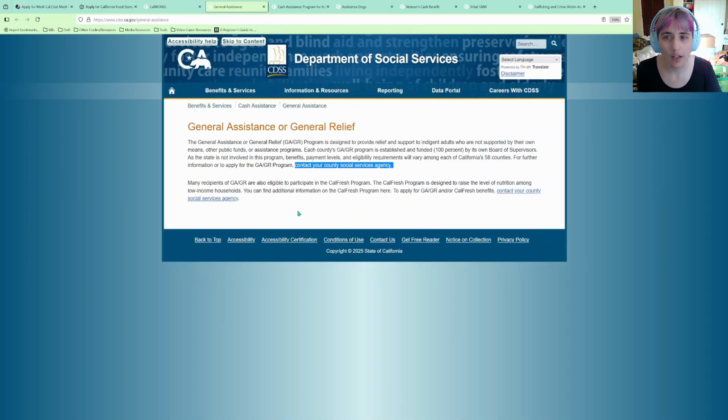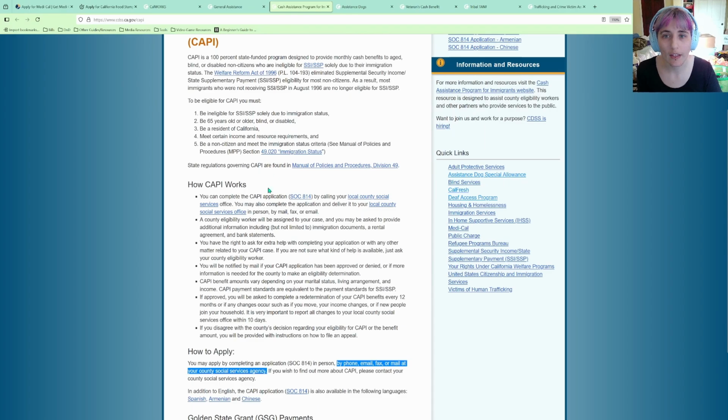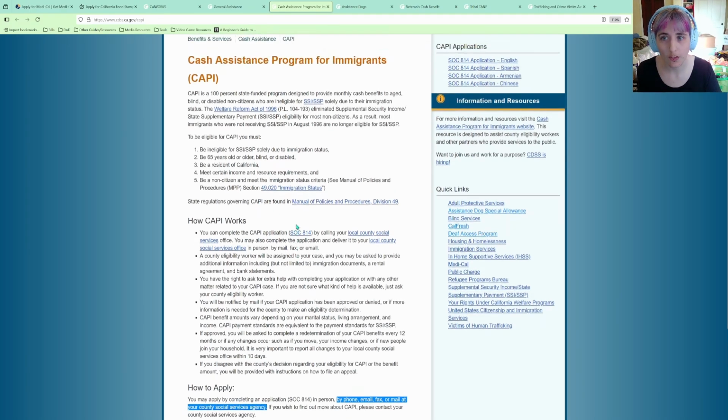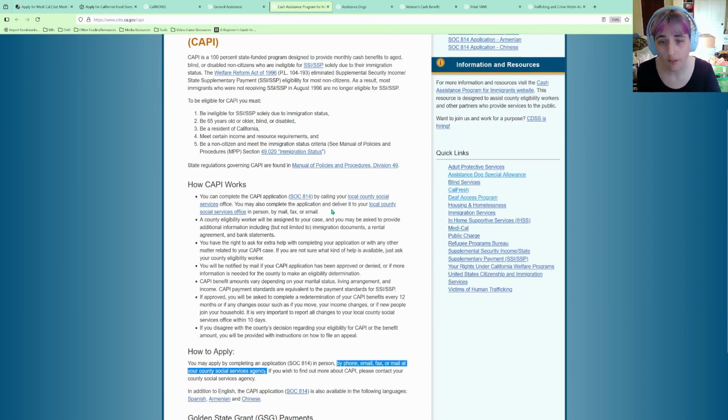For general assistance, same thing, contact your local county, and they may have a phone number listed, or they may tell you to go in person. Usually they have both options. They may also have an application listed that you can mail or fax to your county. For the cash assistance programs for immigrants, also called CAPI, you can get the application online through the California Department of Social Services and then mail it to your county office or fax it. There also could be an email option.